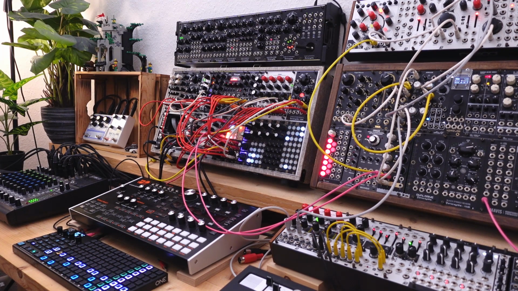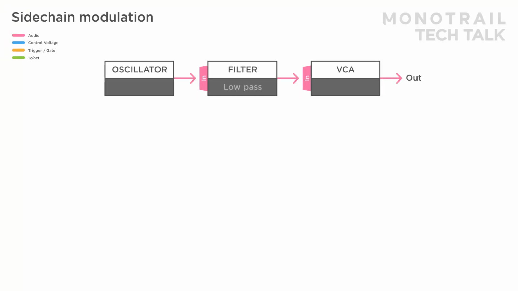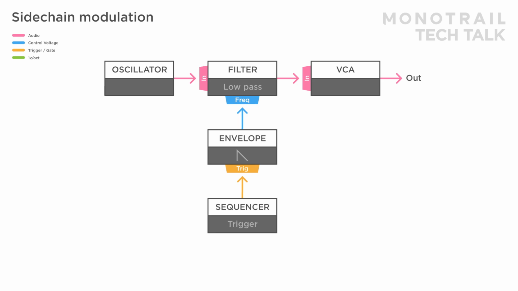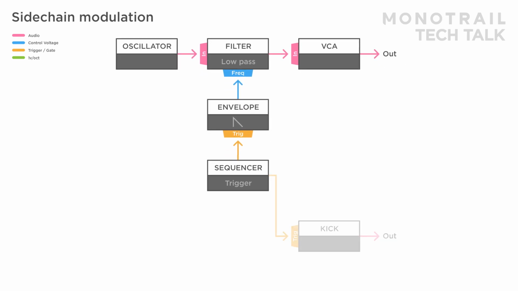There are a ton of fun things you can do with this concept. Here's one more. A simple drone voice is creating a steady tone. A pattern sequencer is used to trigger a short envelope modulating the filter. This is set to create a fast percussive sound. Another trigger pattern is used to trigger a kick.